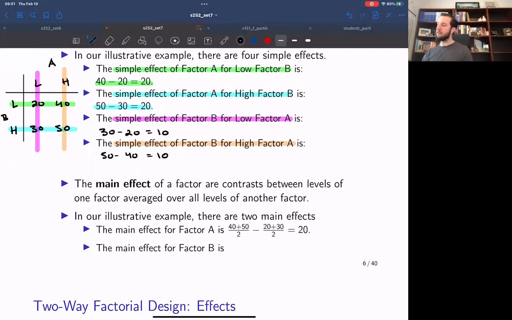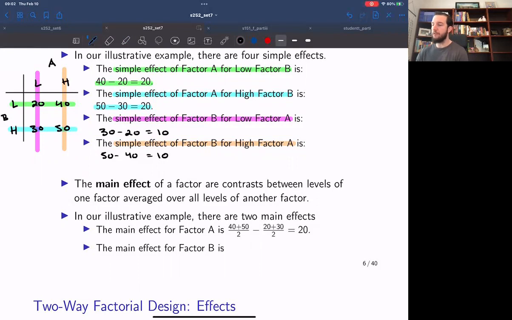The main effect is the average difference across two levels of one factor compared to the levels of the other factor. For example, in our little 2x2 contingency table, the main effect for factor A is the average at its high value minus the average at its low value. So we have 40 plus 50, the two quantities that make up high factor A, over 2, minus 20 plus 30 over 2, the two quantities that make up low factor A, and that gives us 20. That's the average difference between high A and low A.